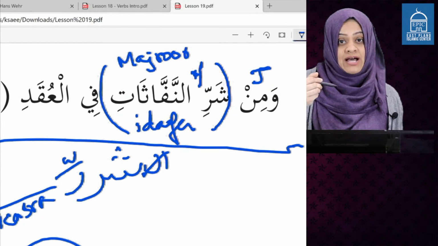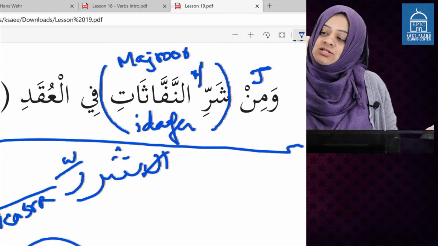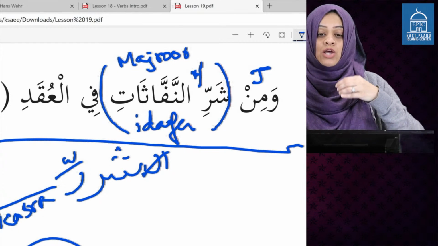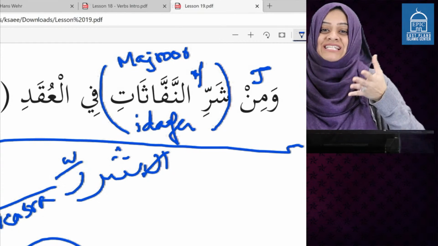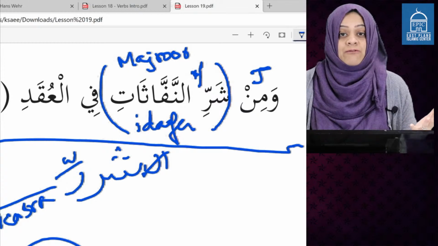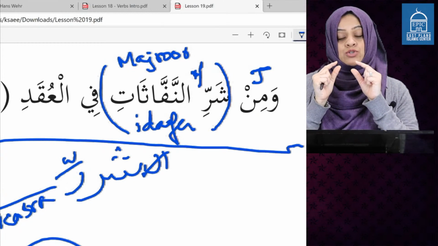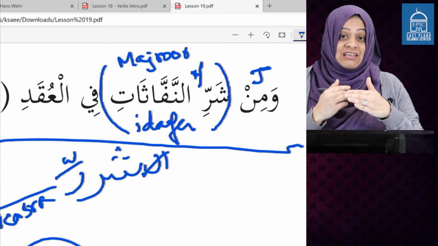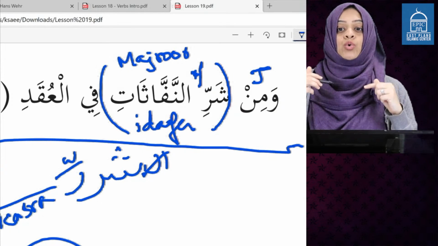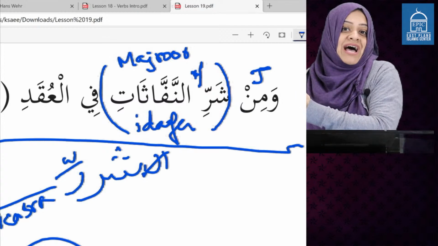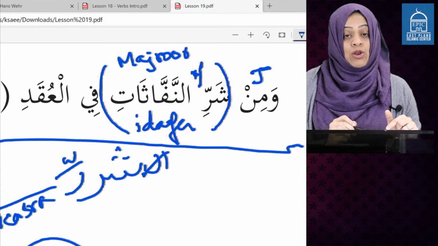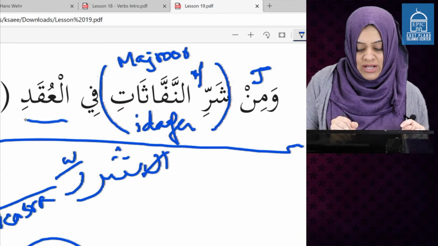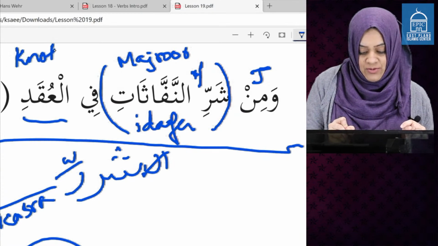So nafasat, what is the root letter? It is noon, fa, and tha. It is basically to blow when spit comes out. That's basically what nafatha means, all right? To blow when spit comes out. So from the evil of the ones who do magic. This is referring to magic. Fil uqad. And so they're blowing into uqad. Uqad is what? Knots. Okay?